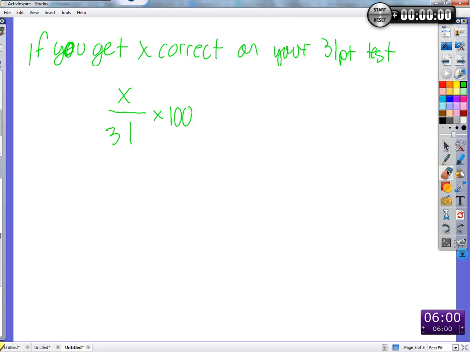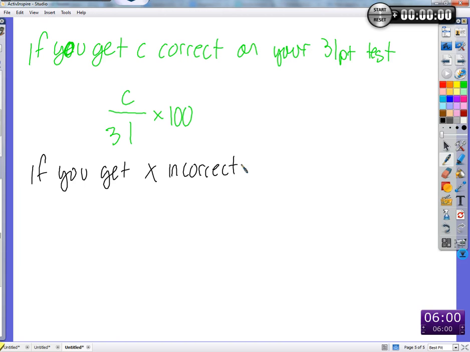Okay. Here, let's change that from X to C. You get C of those points correct, then that's the expression that would give your percentage. What if you don't know the number that you got correct, but instead you get X incorrect? Same thing though. What would be an expression that tells the percentage?